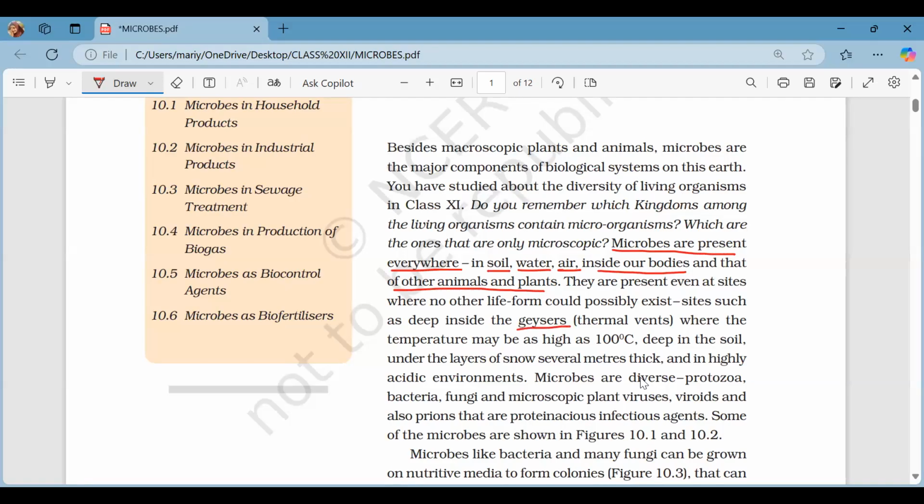inside the geysers, the thermal vents, where the temperature is really, really high, as high as 100 degrees Celsius. They are present deep in the soil also, under layers of snow several meters thick, and in highly acidic environments. Because of their cell structure, they have certain walls because of which they are very resistant to all of this. That is why they can be found in all of these extremes of the environment.